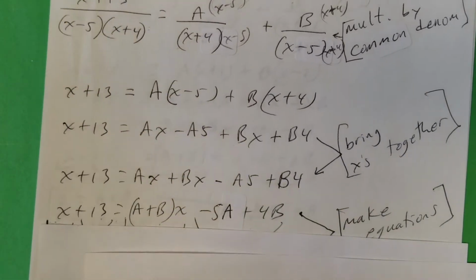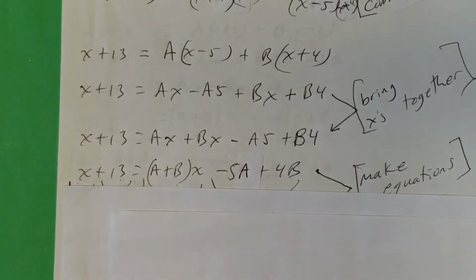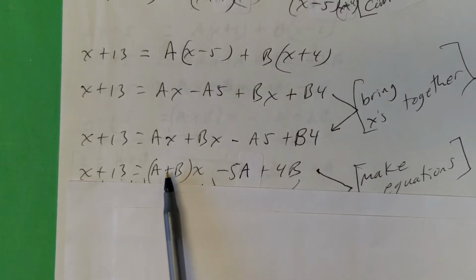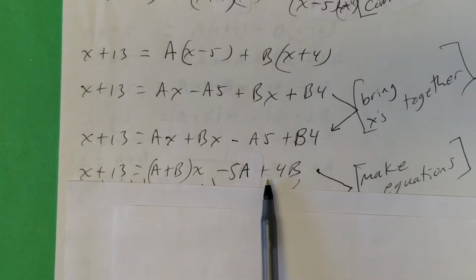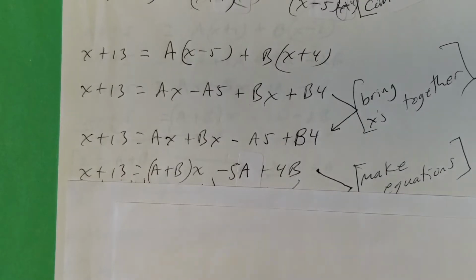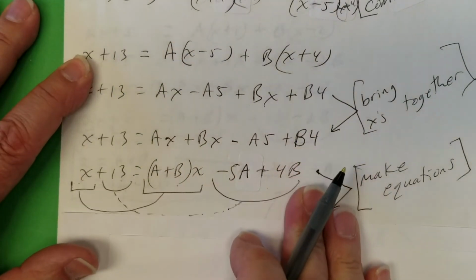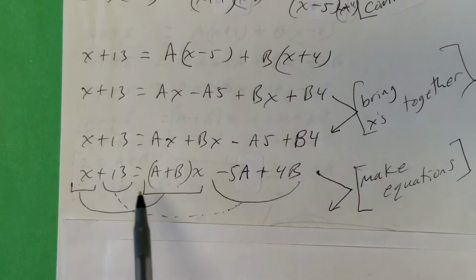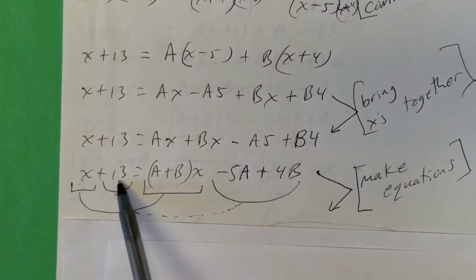Are you with me? So now we're almost there. Look at the left side, look at the right side. Now we match. Notice that there's a 1x here and a plus bx here. So the 1 matches the a plus b. And the stuff without the x is 13; the stuff without the x is minus 5a plus 4b over here. So the x term matches the x term, and the non-x term matches the non-x term. That's what I wrote down.